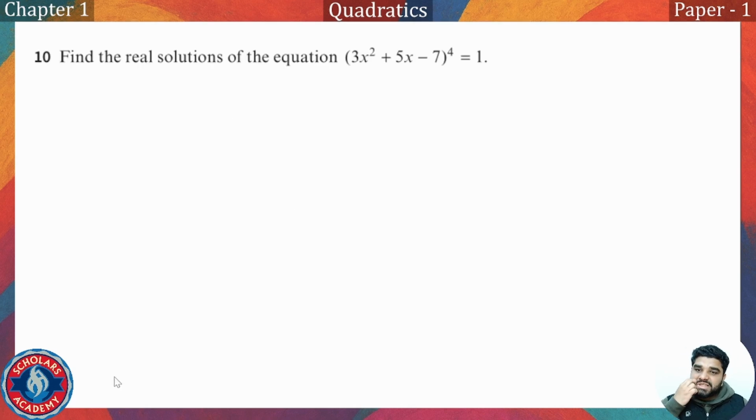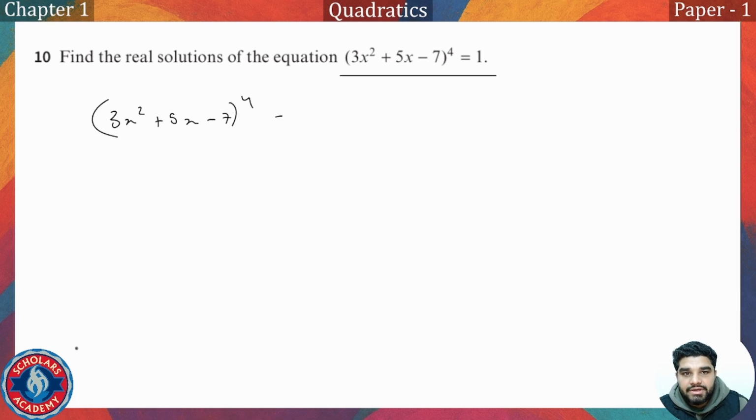Okay, let's continue. Now this is a bit tricky. We have (3x² + 5x − 7)⁴ = 1.